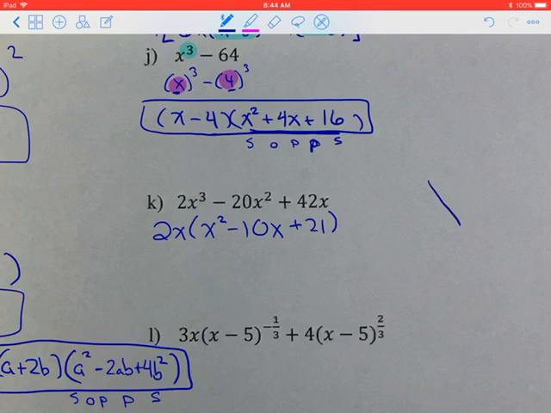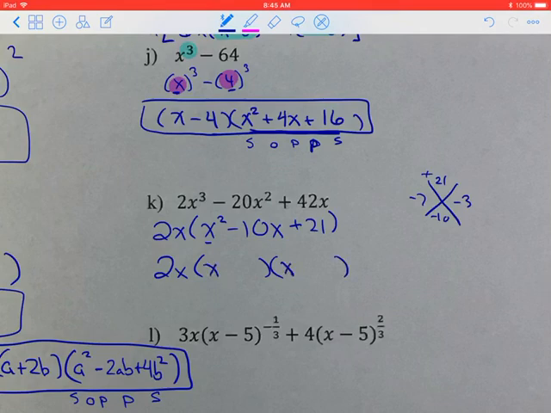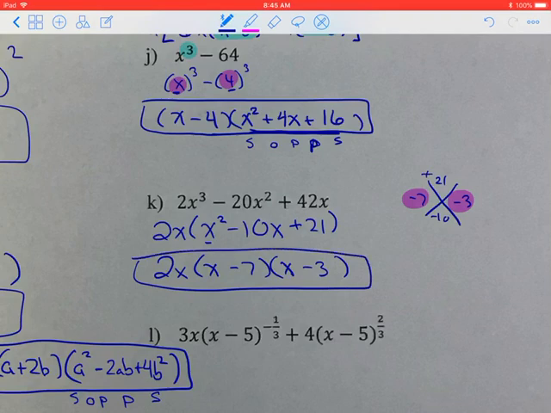All right, so I'm thinking about numbers that multiply to make 21 and add to make negative 10. So I'm thinking negative 7 and negative 3. All right, a negative times a negative would multiply to give me the positive 21, but they would add to give me the negative 10. So I do have a leading coefficient of 1, so I don't have to do factoring by grouping. I can go straight to my parentheses. I know I'm leading with x's. And then I just look here to get my numbers. I need a minus 7 and a minus 3. All right, so that one is fully factored.